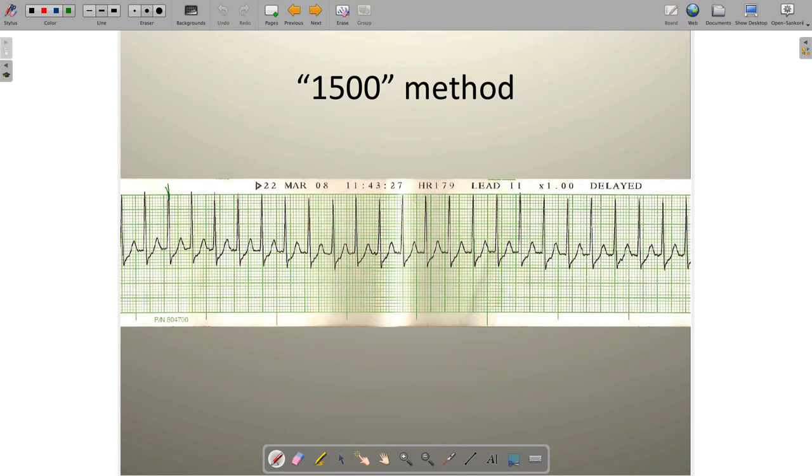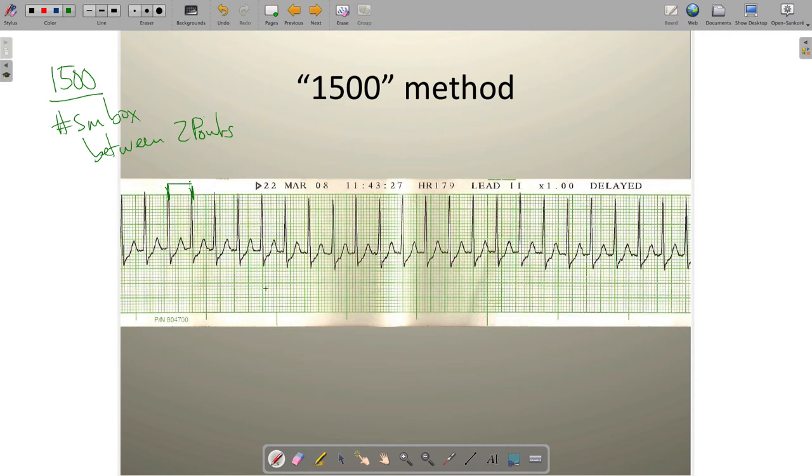Find two shapes that you're after. In this case, it's going to be QRSs again. You're going to take the number of small millimeters, the number of small boxes that exist between two QRS complexes, for example, and you're going to divide them into 1500. So the overall formula is 1500 divided by the number of small boxes between two points. In this case, they happen to be QRS complexes. So let's take a look at what happens here.